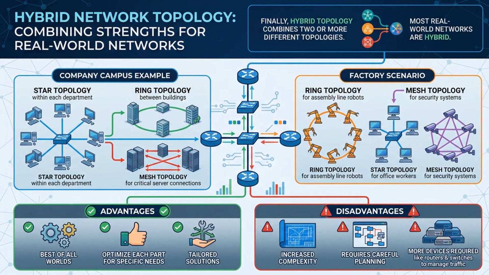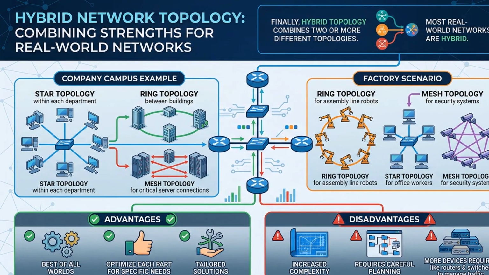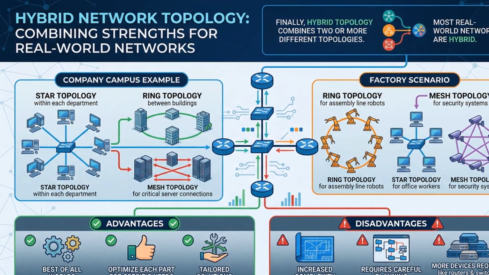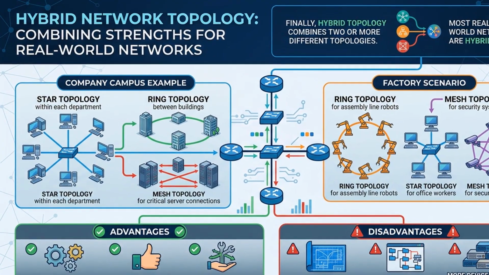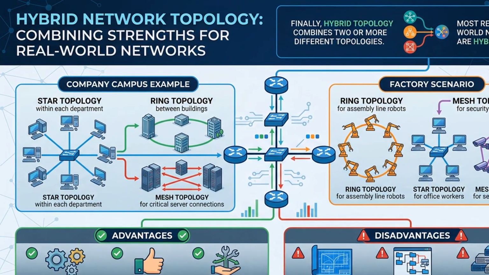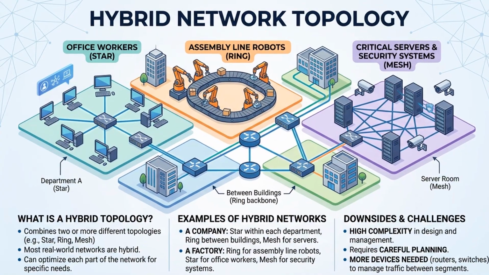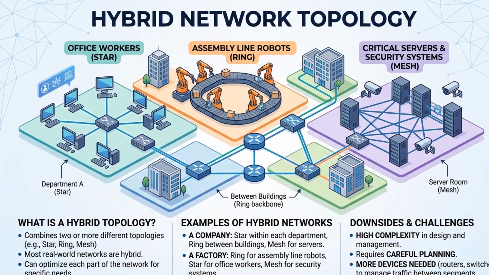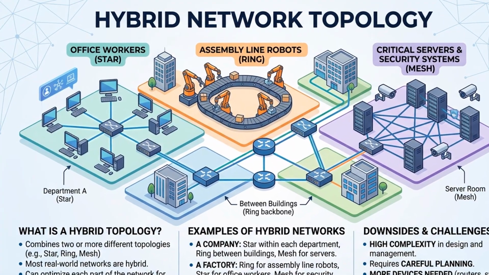Finally, hybrid topology combines two or more different topologies. Most real-world networks are hybrid. For example, a company might use star topology within each department, ring topology between buildings on a campus, and mesh topology for its critical server connections. Hybrid topologies give network designers the best of all worlds. They can optimize each part of the network for its specific needs.